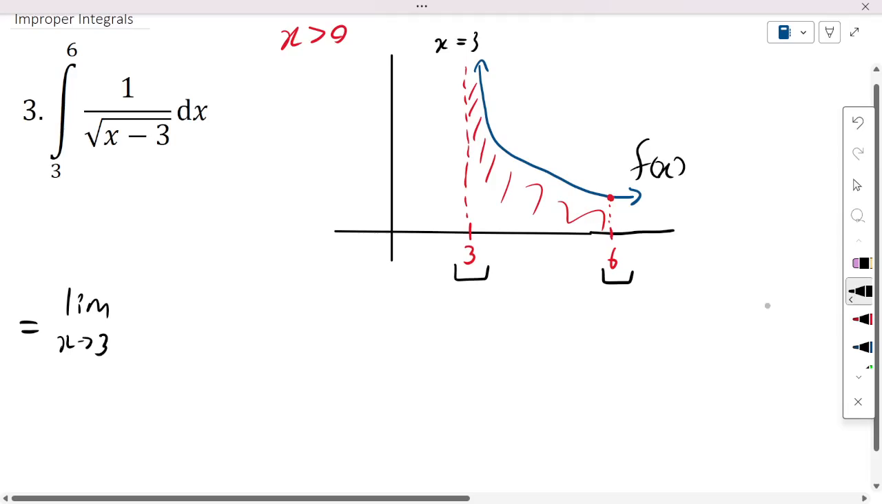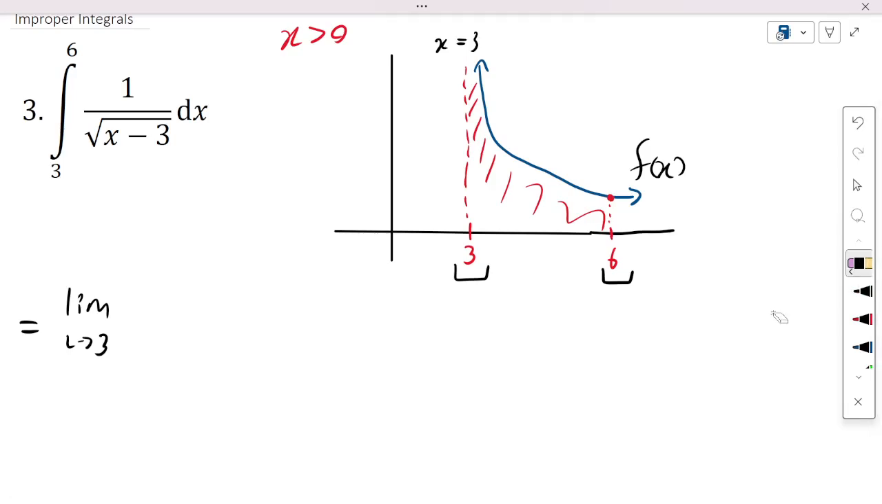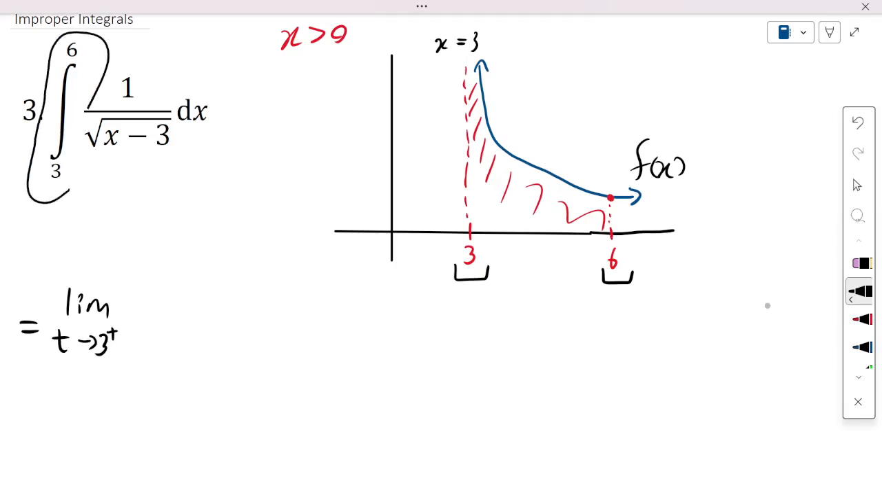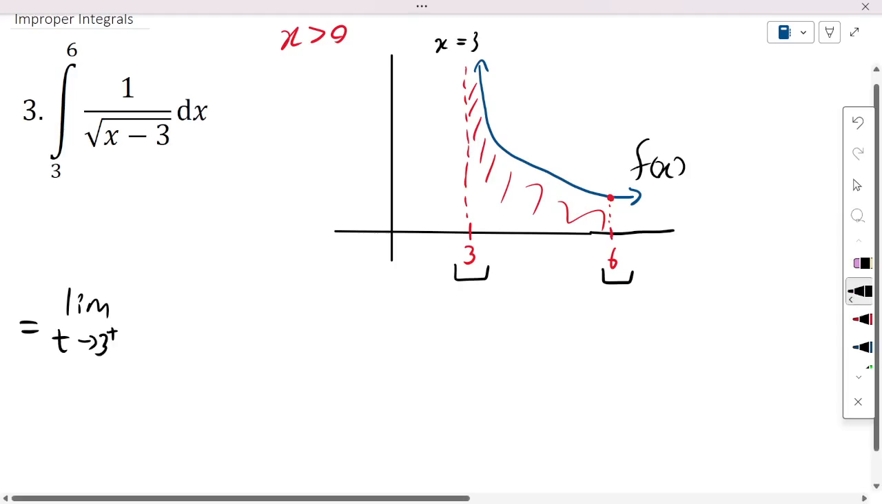Therefore, it's going to be the limit as x approaches 3. No, it's not going to be x, by the way. It's t approaches 3, but from the right-hand side. Can you see why we have to pick left-hand side or right-hand side? We need to be familiar with our boundary, with our integral, with our limits of the integral. And then therefore we're going to have 6 over here, but we're going to have t at the bottom, because that's what we're replacing with the limit.